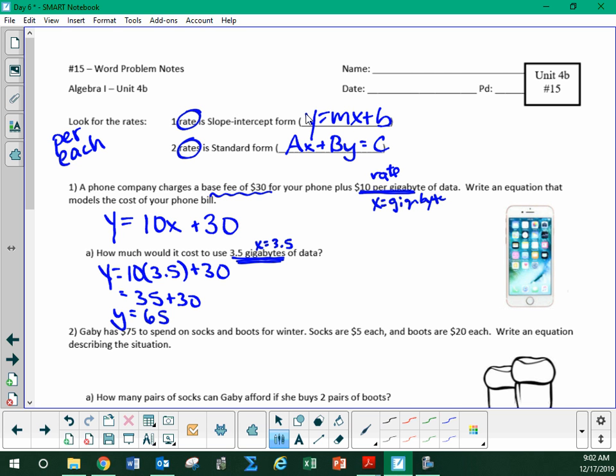Dollars, right? It's the cost for a phone plan, $65. How much would it cost? 3.5. So it's going to cost $65 if you use 3.5 gigabytes of data.